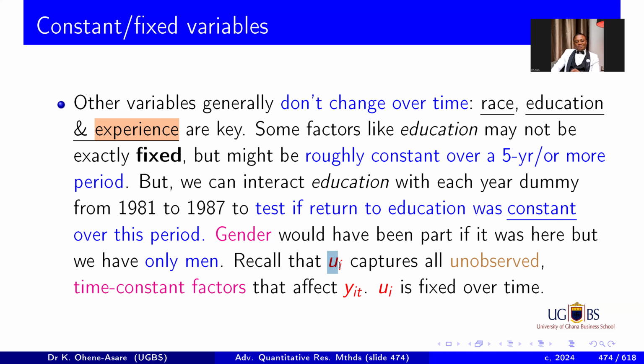Now, one more thing. The UI, the individual specific factors, they will capture all the unobserved, time fixed factors that affect the dependent variable. Okay. So all the individual specific factors, the fixed factors, the fixed effects. All these fixed effects are fixed over time. So you can see that race is a fixed effect variable, education is a fixed effect, experience is a fixed effect. They are fixed over time. And we'll explain why.